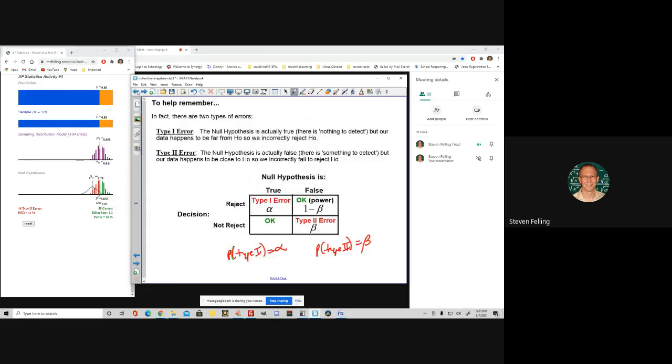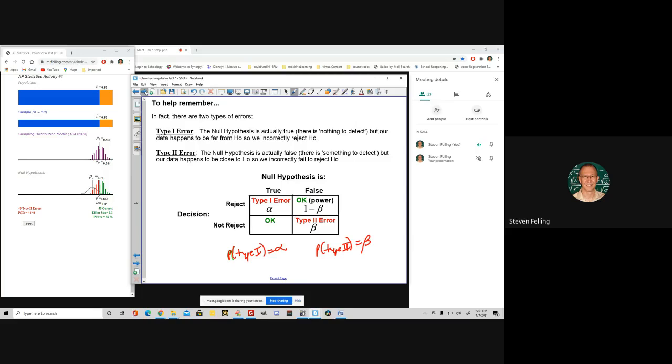So if you look in that box, a type 2 error probability is beta, type 1 error probability is alpha, and since the power is that the null hypothesis is false because there really was something to detect, and we correctly rejected the null to detect that the null hypothesis is false, the probability of that is 1 minus beta because these add up to 100%. There is no name for the probability of this.